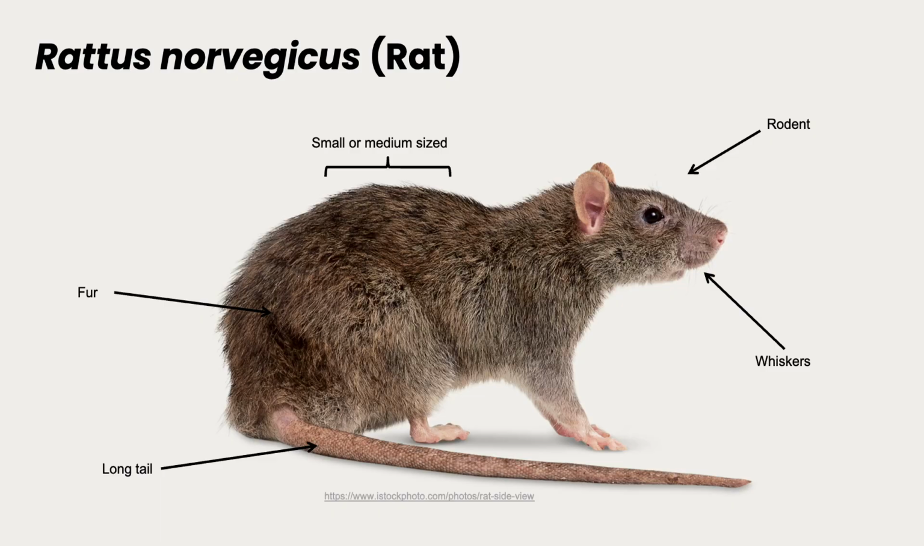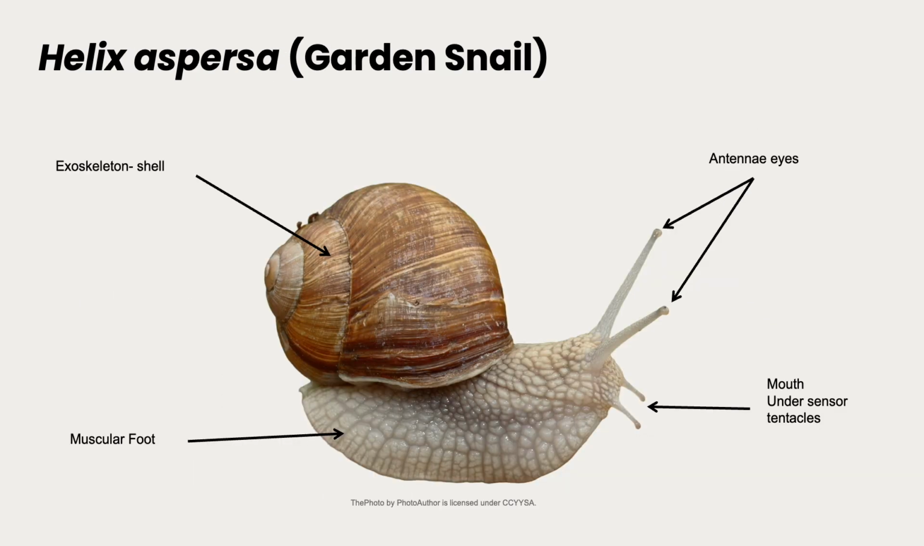And now we're moving on to the animal background, which will be talking about animal backgrounds of rat and snail. This is a picture of Rattus norvegicus, also known as rodent. It's a small or medium-sized rat that is covered with fur and has a long tail, and it also comes with whiskers. Moving on, we have the Helix aspersa, known as the garden snail. It has an exoskeleton shell and a muscular foot, 4 tentacles, antennae eyes, and mouth underneath the sensor tentacles.